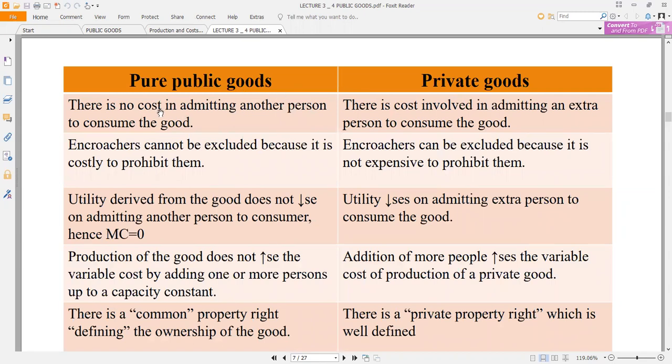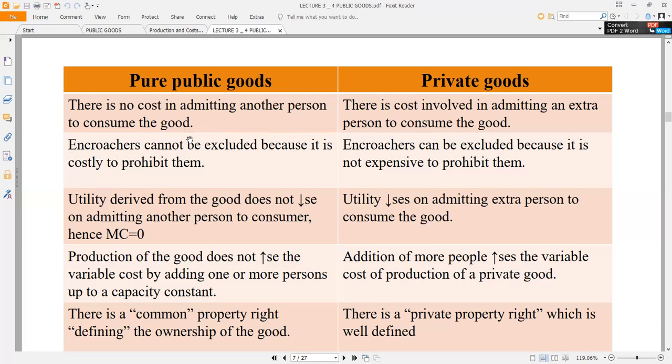For a public good, there's no cost in admitting another person to consume the good. When you are adding more consumers, you don't incur any cost at all because the thing has already been produced. When you consume it, it doesn't prevent others from also enjoying it. But for private goods, because of ownership, if you want to produce an extra unit for an extra consumer, you need to incur cost. So there's a cost in adding another person.